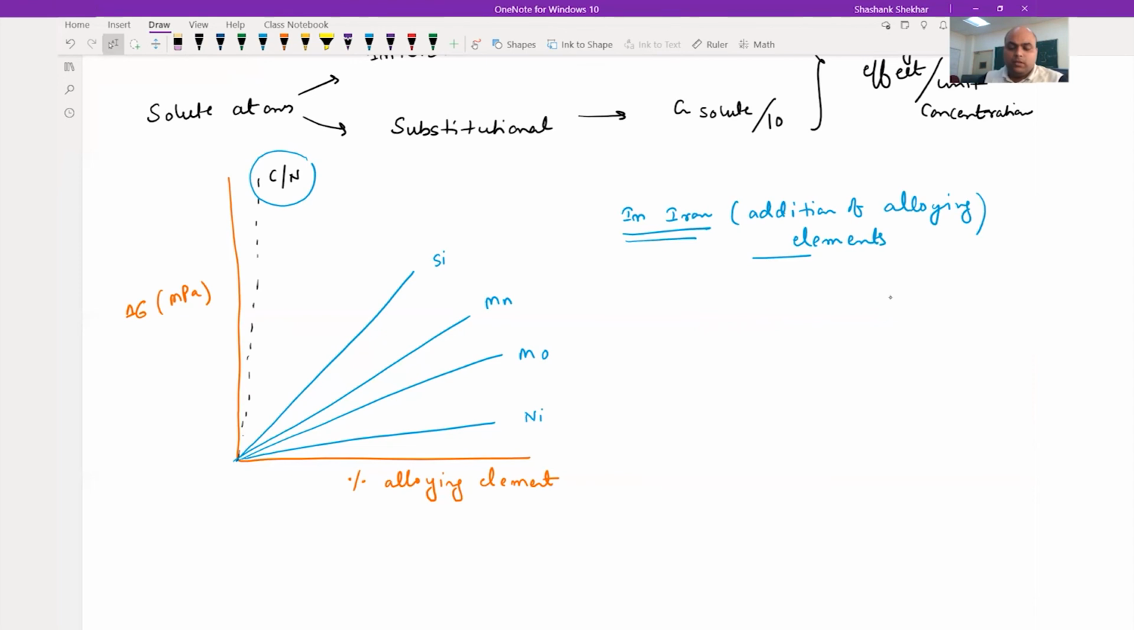Okay, so in the next class, what we are going to discuss is something called yield point phenomena. I'm going to show you the plots of medium carbon steel in annealed condition, where you are going to see the stress strain behavior is completely different from what you have studied till now. Okay, good. Thank you.